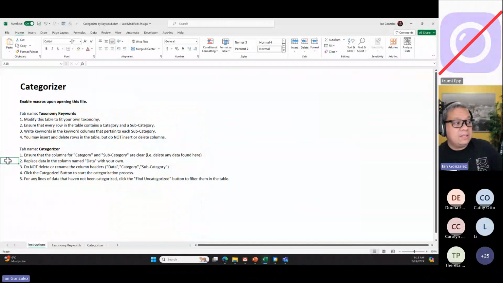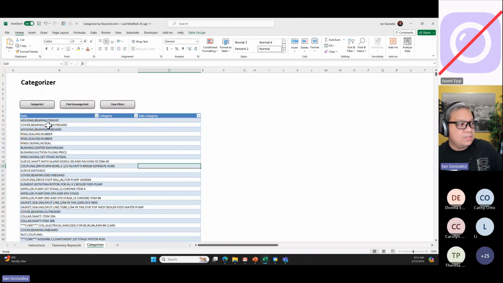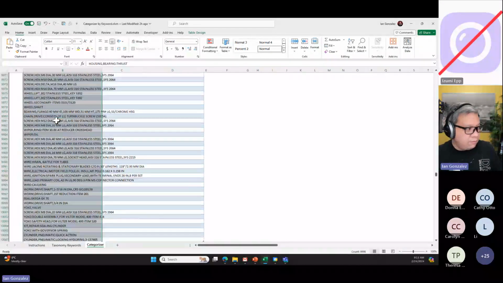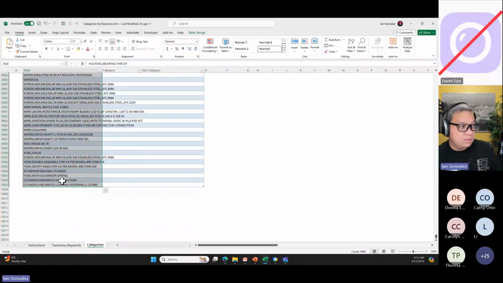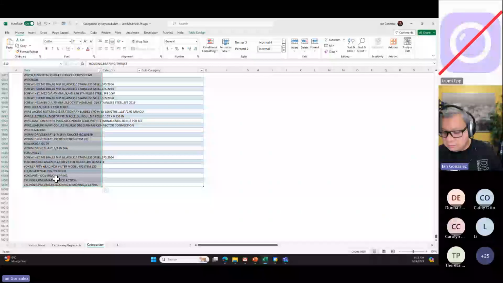Next, replace data in the column named data with your own. So right now, this is just an example. Over here, I have, what is this? 10,000 rows. It's quite large. Okay, you can replace it with whatever size of data you want. Okay.